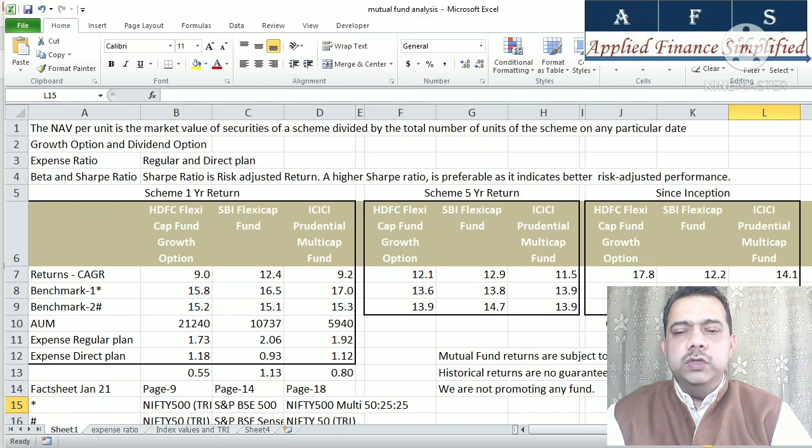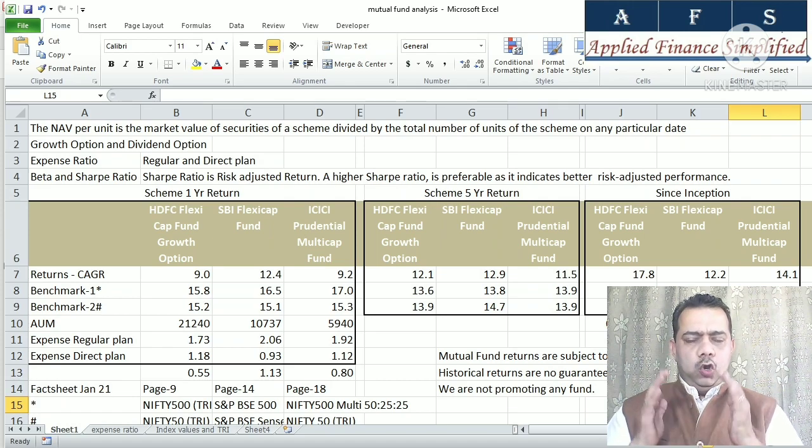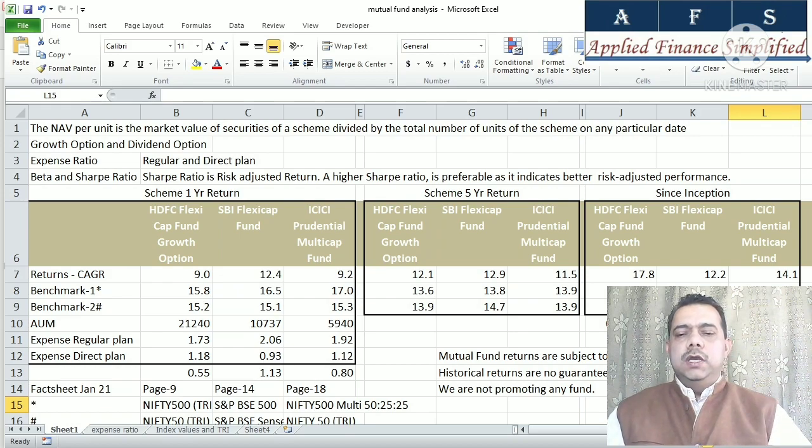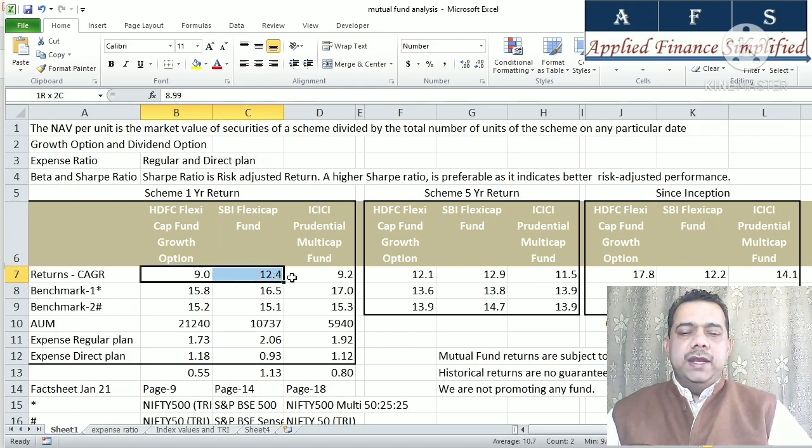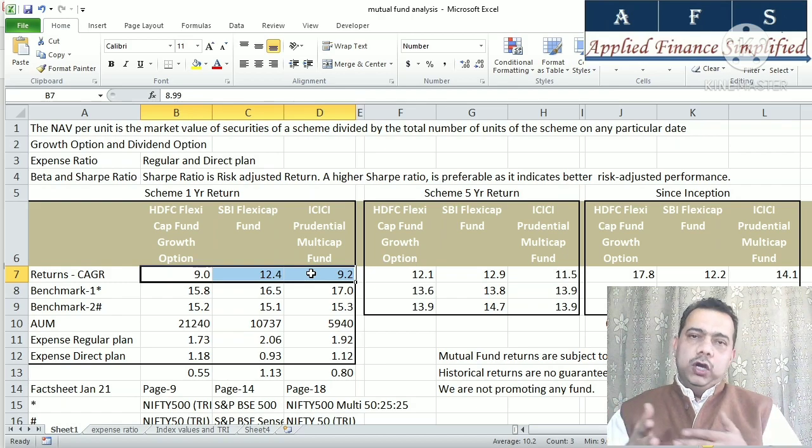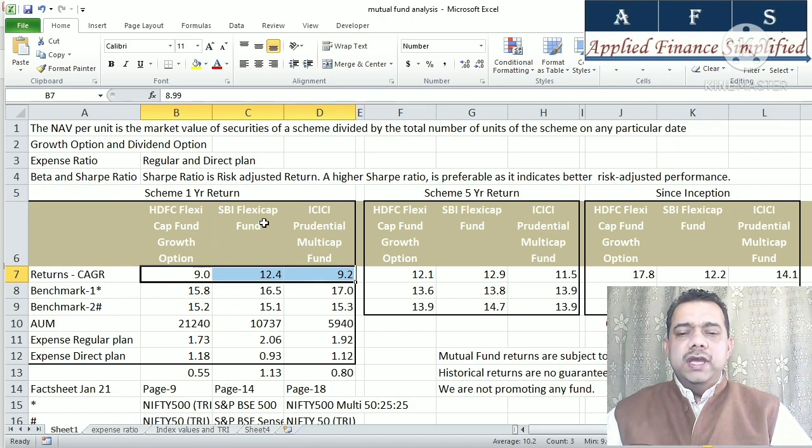So what we have done for you is we have put together the performance of all the three funds over the period of 1 year, 5 year, and since inception. If you observe, HDFC has given you a return of 9%, whereas the benchmark has given you a return of 15.8%. Obviously, the fund has underperformed the benchmark, and if you have to compare across the funds, you have to compare which fund has given you a higher return on a 1 year scale. So as you can see, SBI Flexi Cap has given a higher return, which is 12.4%.